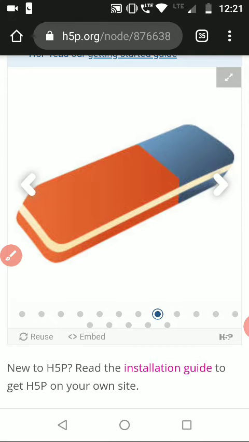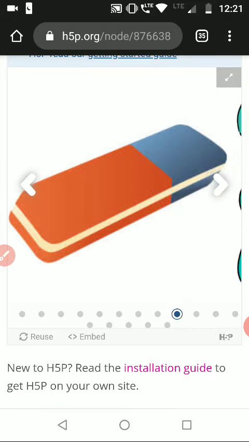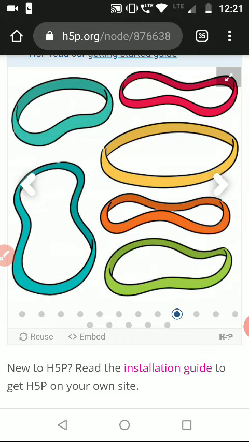This is an eraser. An eraser can erase your pencil as well as pen, and the erasers which erase pen writing are very hard, while the erasers which erase only pencil writing are soft enough. This is a rubber band which we put in our hair. They are elastic in nature. They can stretch and again come back to their original position. Because of that, we use them to tie our hair.